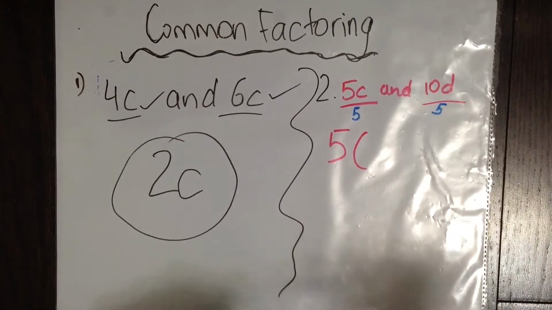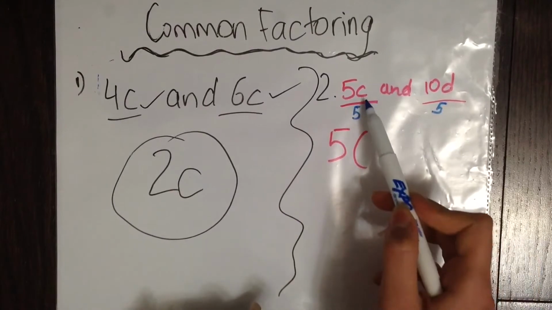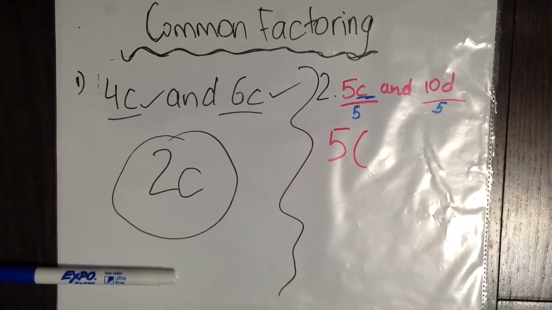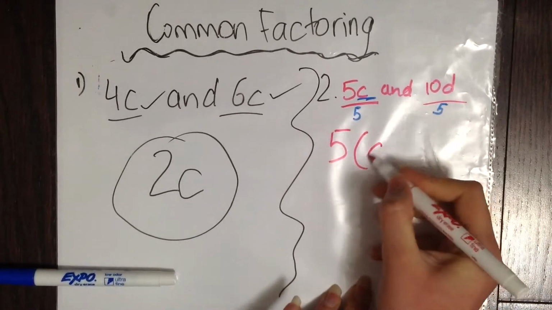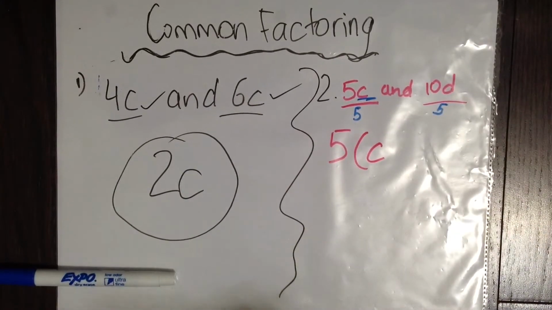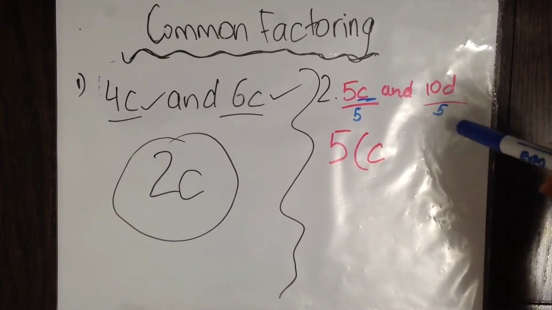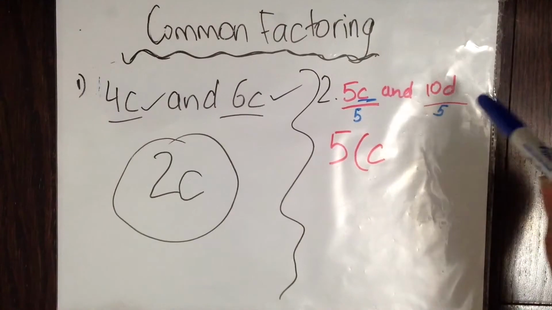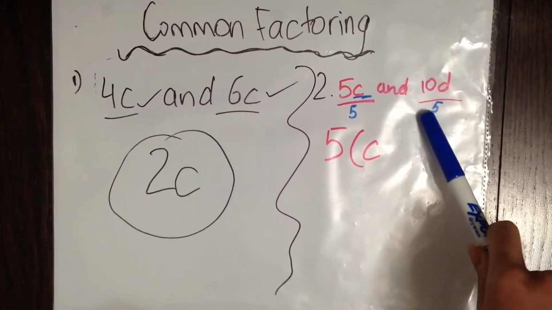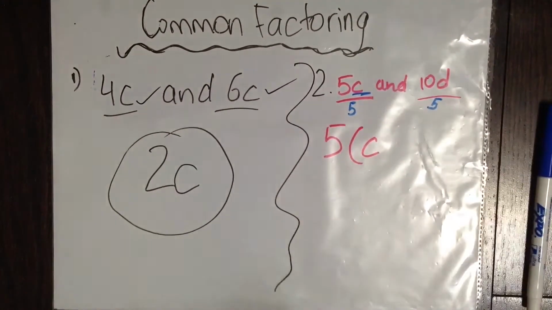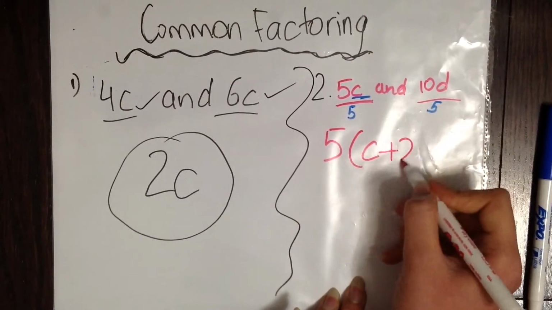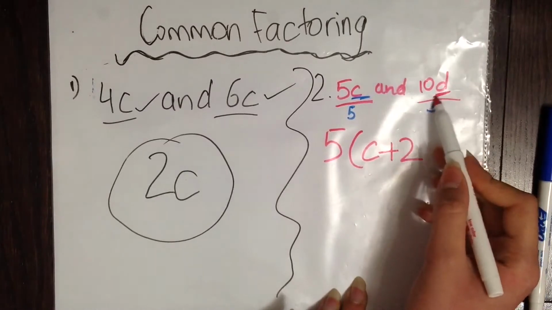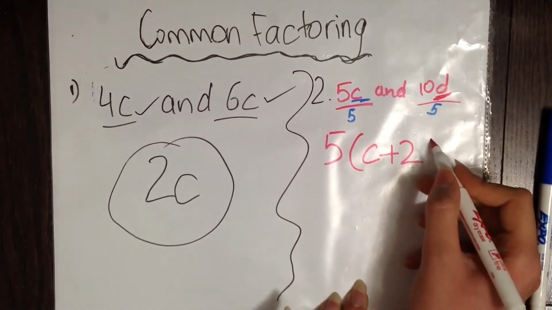So now what we see is that 5 and 5 cancel out, and we're left with a C. So in the brackets, we will be writing a C here. And then 10 divided by 5 will give you a 2. So here you will write a plus 2. And then you see that there's a D left there, so you would put that in the brackets.